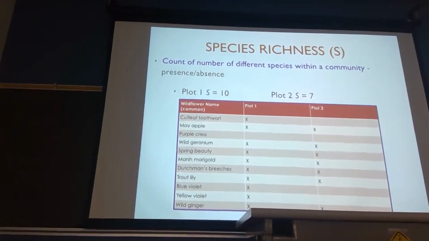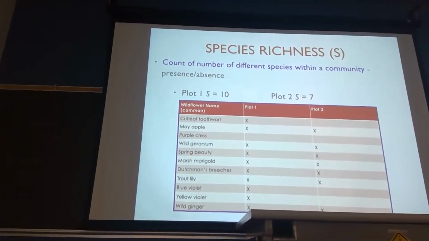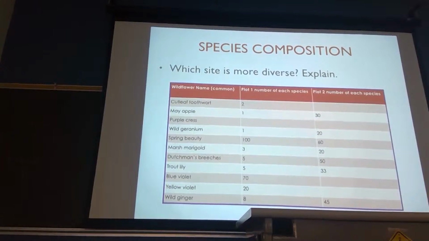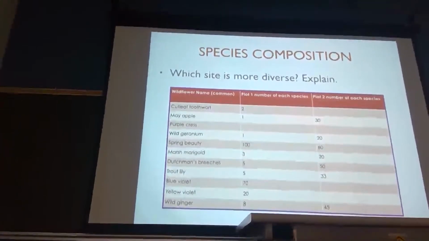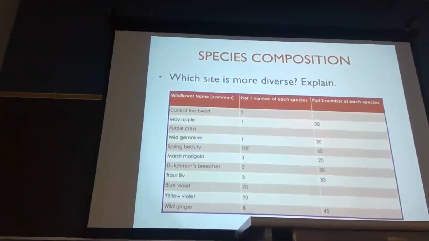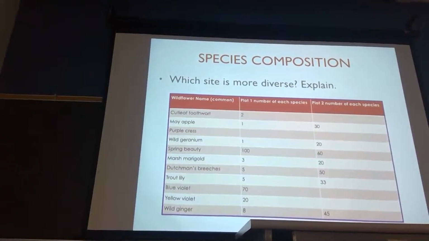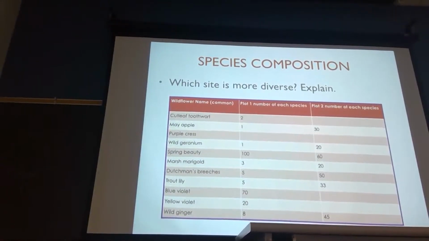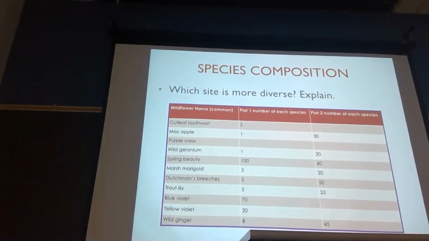Beyond just species richness, though, it becomes important how many of each organism is there as well. And so now we can look at the number of each of these species that was present in that community, not just whether or not it was there. So looking at this abundance data now, which community is more diverse?